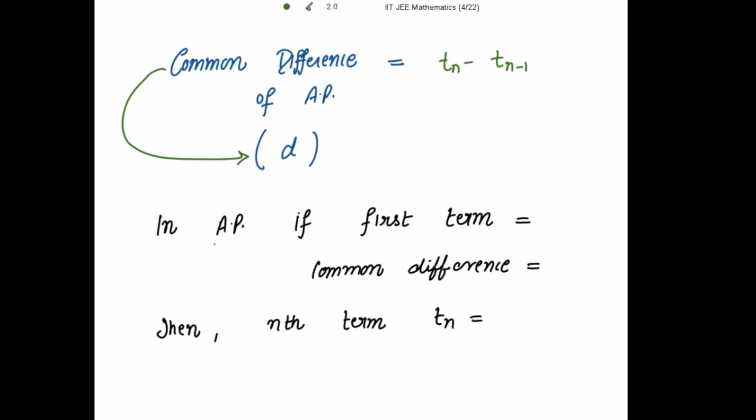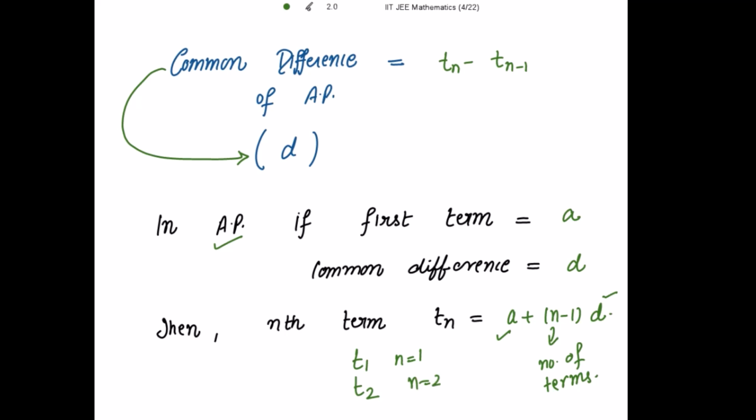If the first term of the arithmetic progression is taken as a and the common difference to be d, then the nth term tn will be equal to a plus n minus 1 into d, where a is the first term, n is the number of terms, and d is the common difference, right? If you want to calculate the first term, that is t1, then you have to take n equal to 1 over here. For the second term t2, you take n equal to 2. Similarly for the other terms, right?